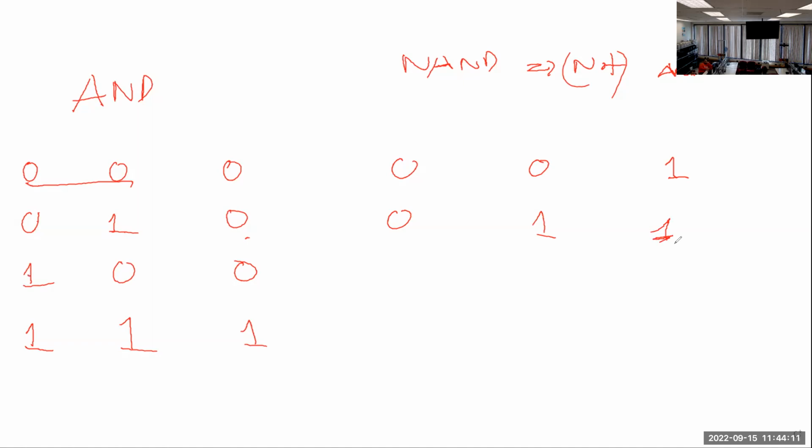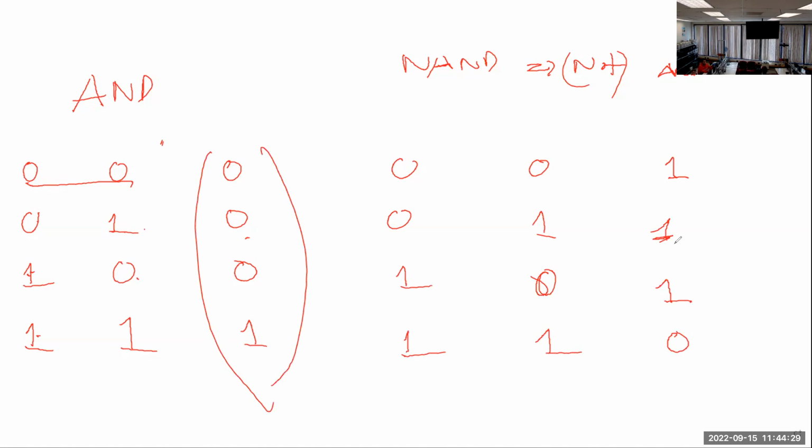And for this one, 1 and 0, the AND gives 0, so you have 1. And for this one, 1 and 1, you have 0 here. You see, this is the AND, and not of AND, you have NAND here. That's all. You can think about this one here. And of course, you can do it with anything.